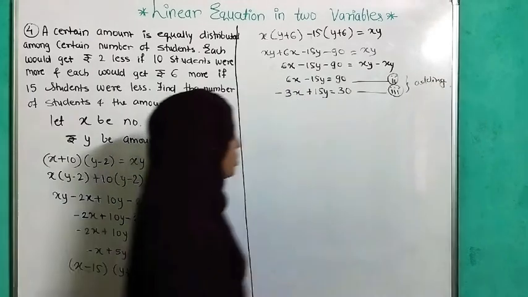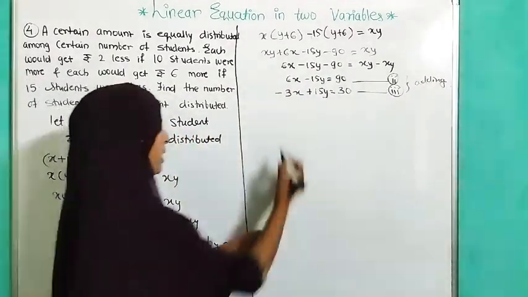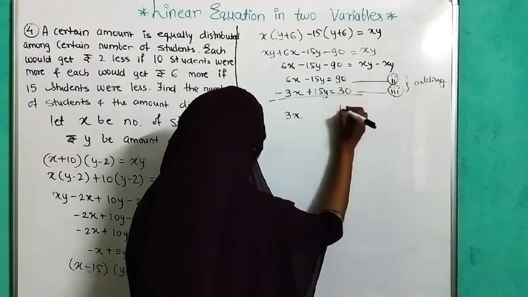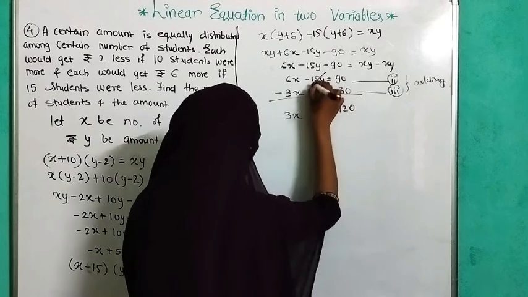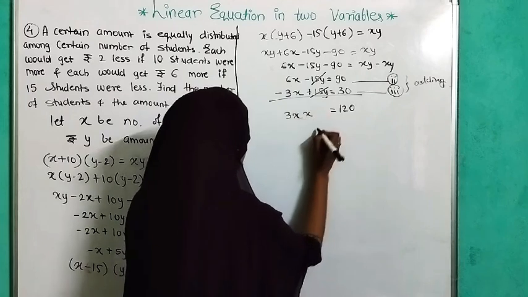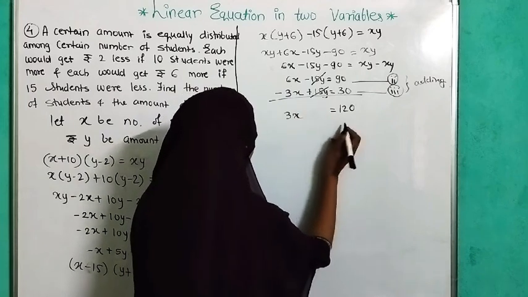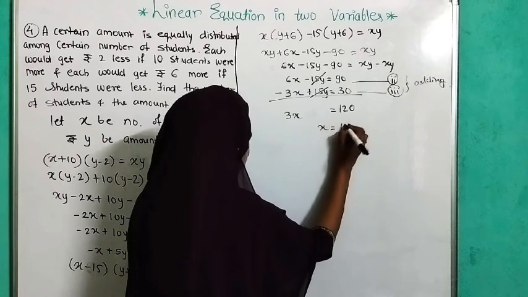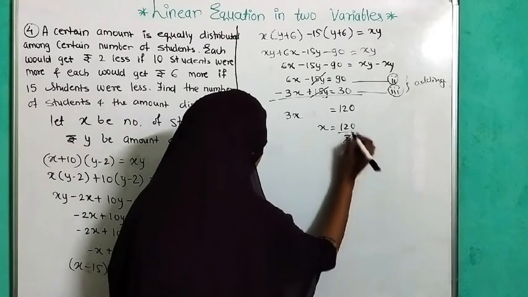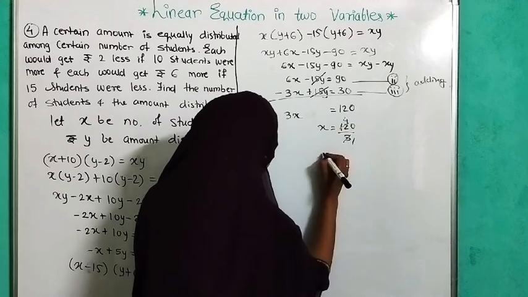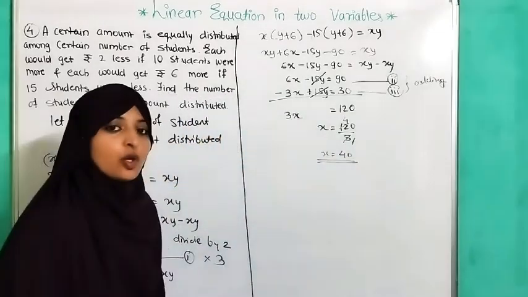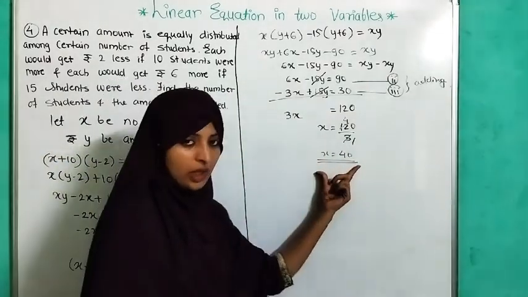By adding equations 2 and 3, the plus 15y and minus 15y get cancelled, and we get 3x is equal to 120. Then x is equal to 120 divided by 3. 3 ones are 3, 3 fours are 12. So x is equal to 40. We get the number of students is equal to 40.